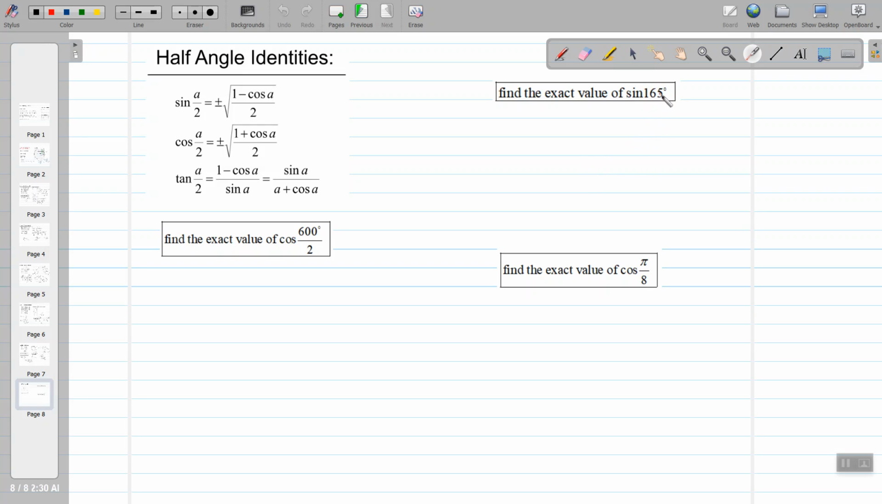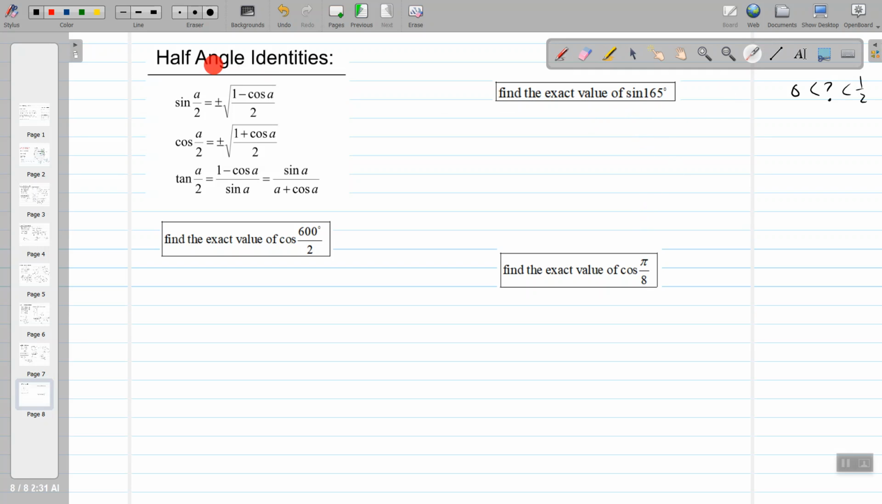Okay, so obviously 165 is not. 165 is between 180 and I think the closest one is 150. So you know that sine of 180 is going to be 0, and sine of 150 is going to be 1/2. So you know this has got to be some value between 0 and 1/2. You just want to figure out exactly what it is. Okay, so obviously then we're going to go to our formulas.